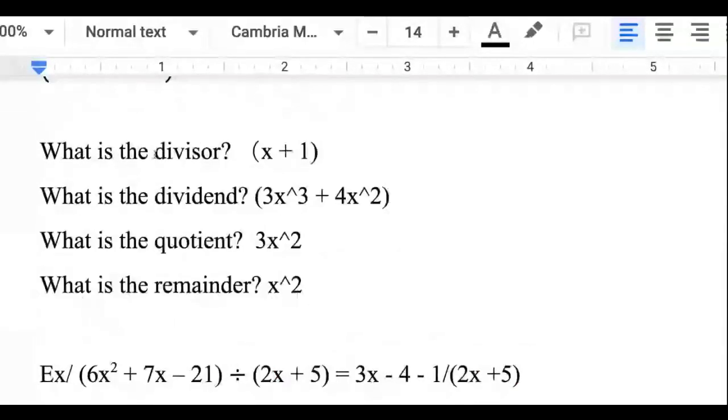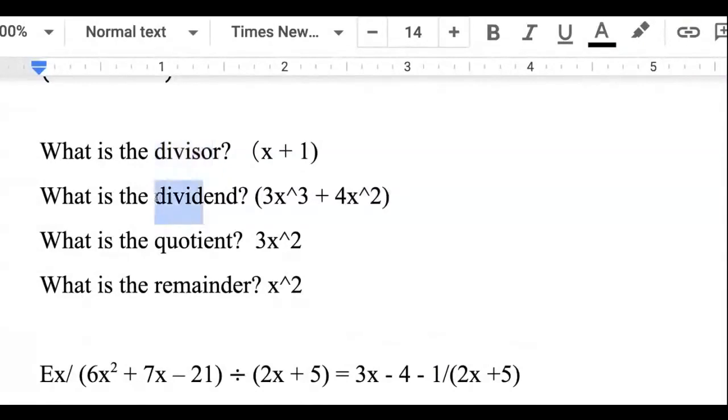So basically, we have to know those words: divisor, dividend. Dividend is the numerator. Divisor is the denominator. Quotient. Quotient is the dividend divided by divisor, the even parts. Then remainder is 1 degree lower than the divisor. Right?